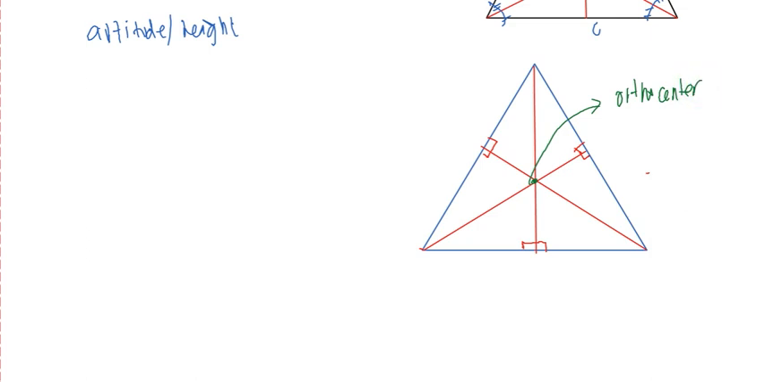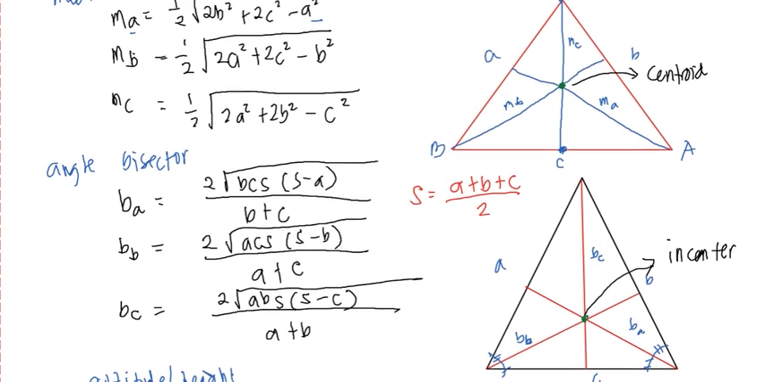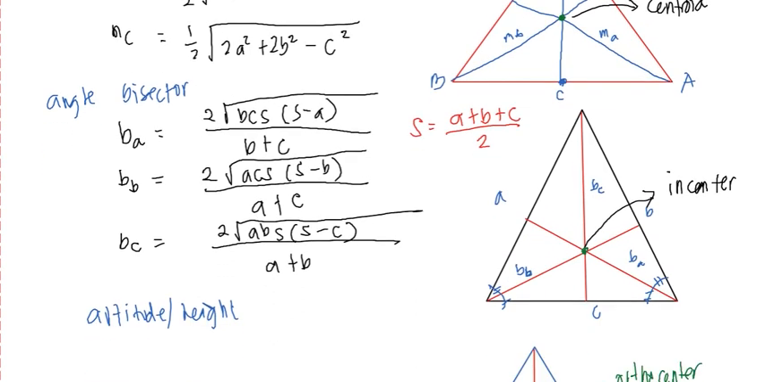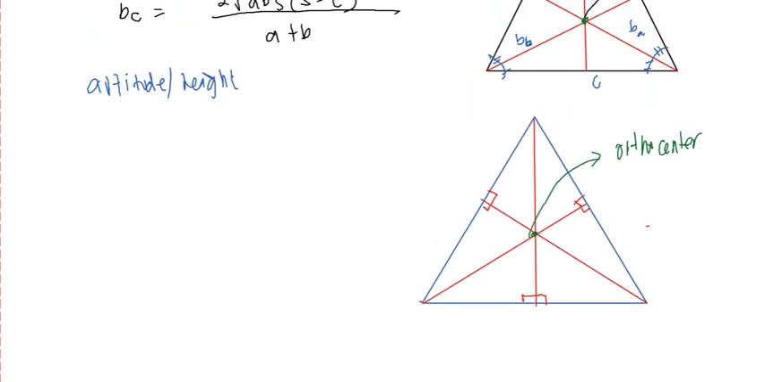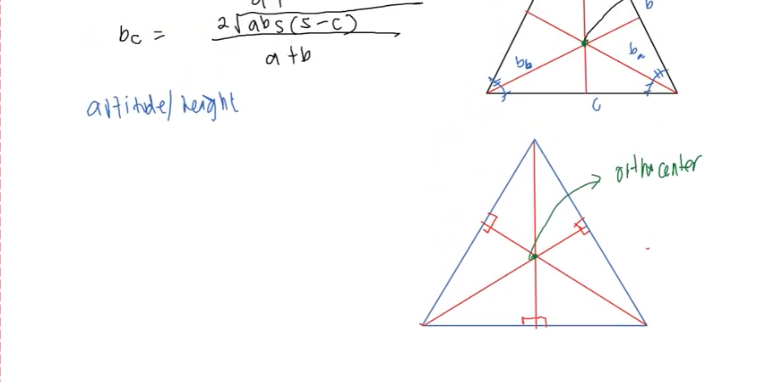So we should be familiar with all of these terms. Take note, we have three points of intersection: the centroid, the incenter, and the orthocenter. So the question now is, how do we get the value of our altitude or height of the triangle? To find the altitude or height of our triangle, we need a specific formula.